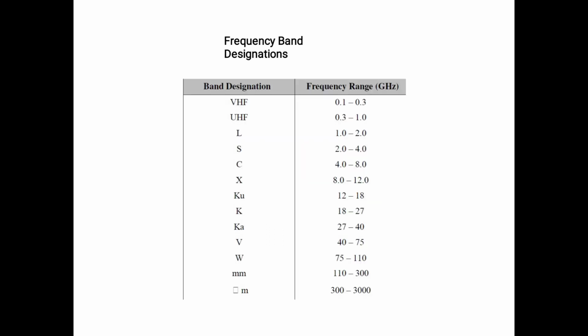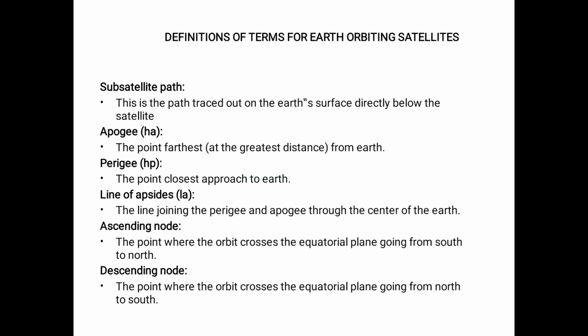Frequency band. The band designations: UHF 0.3 to 1, L 1 to 2, S 2 to 4, C 4 to 8, X 8 to 12, Ku 12 to 18, K 18 to 27, Ka 27 to 40, V 40 to 75, W 75 to 110, mm 110 to 300, microwave 300 to 3000 gigahertz. Definition of terms of Earth orbiting satellite.